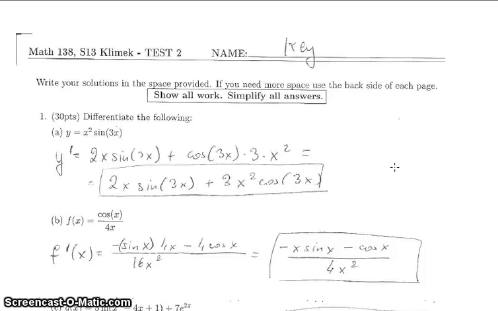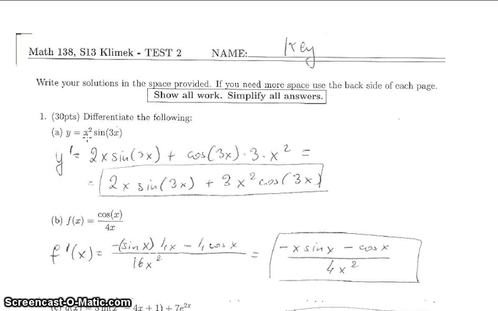In this video, I'll go over Test 2 from Math 138, Spring 2013. Problem 1, differentiate the following. Y is equal to x squared times sine of 3x. In order to find the derivative, we need to use the product rule.